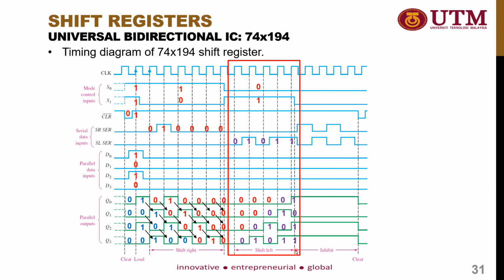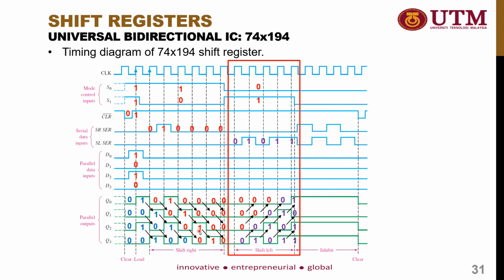Okay, we wanted to get the current output from each flip-flop. In shift left mode, for example, the next output of Q0 comes from Q1. The next output of Q1 comes from the previous output of Q2. And the next output of Q2 comes from the previous output of Q3. So this sequence is actually inverse compared to shift right.